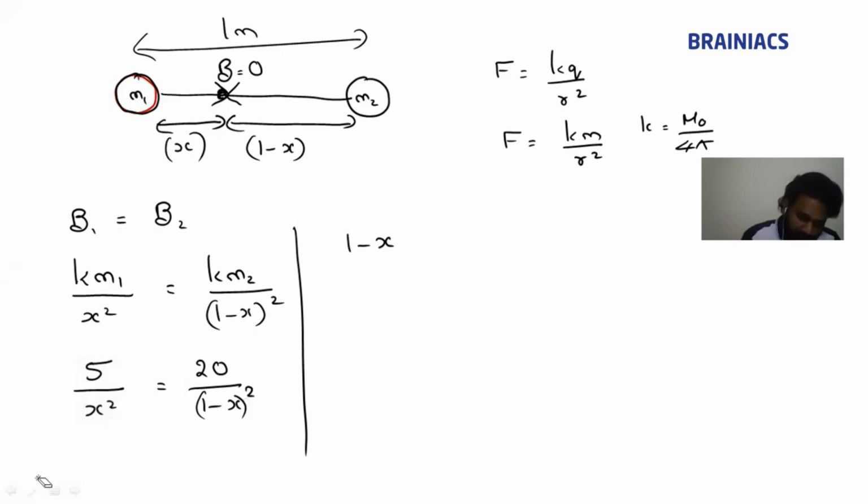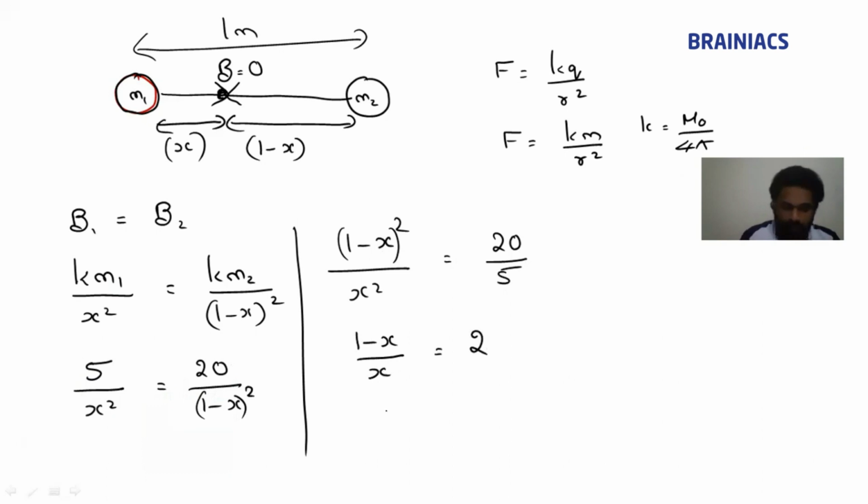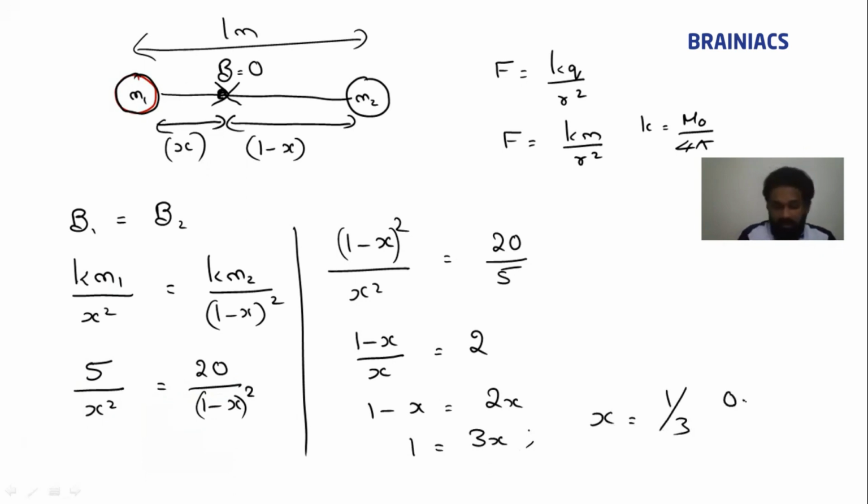Here, (1 minus x) the whole square divided by x square is equal to 20 by 5, so (1 minus x) by x will become 2. So 1 minus x is equal to 2x, and we get 1 is equal to 3x, and x is equal to 1 by 3, or 0.33 meters away from M1.